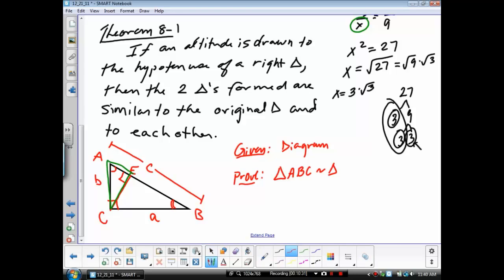So triangle ACE is similar to triangle, and now I have to look at the other triangle. Let's outline it in blue. We have hypotenuse, long leg, so it would be triangle CBE.